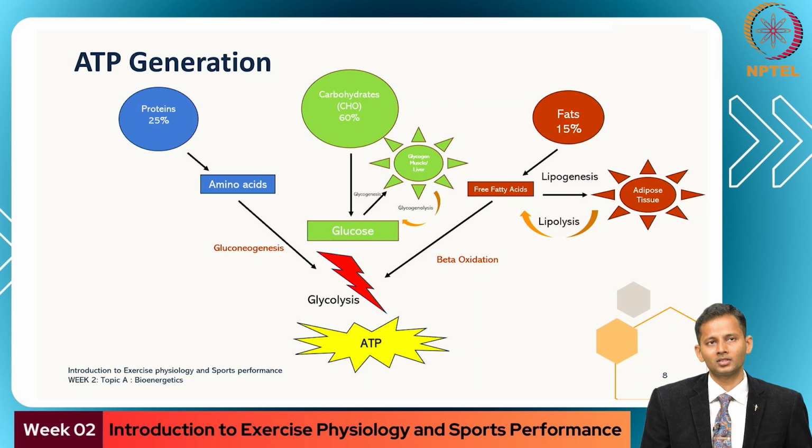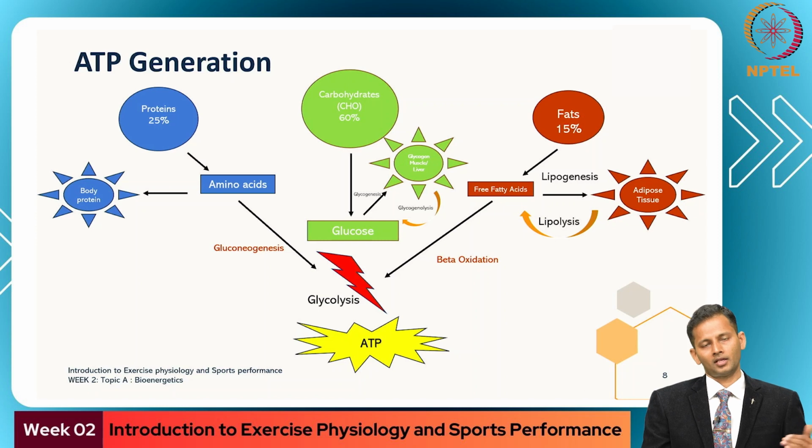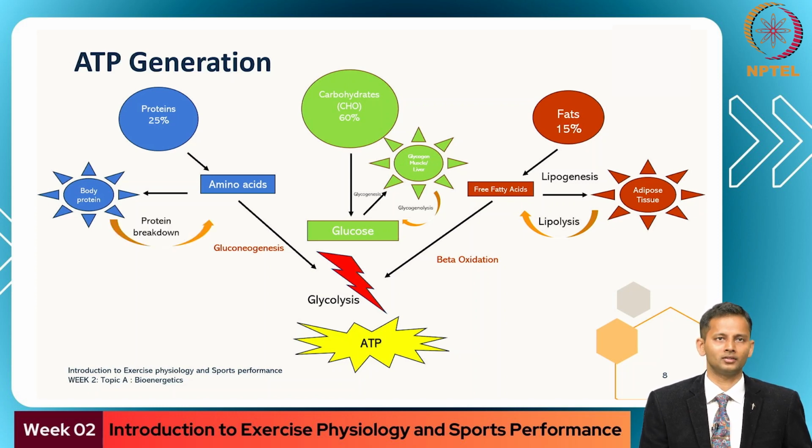So these amino acids, again, a few of the amino acids, not every amino acid, enter into the process of glycolysis to form ATP generation. And the same amino acids are used in the building up of body protein, in the storage form, whenever it is required.